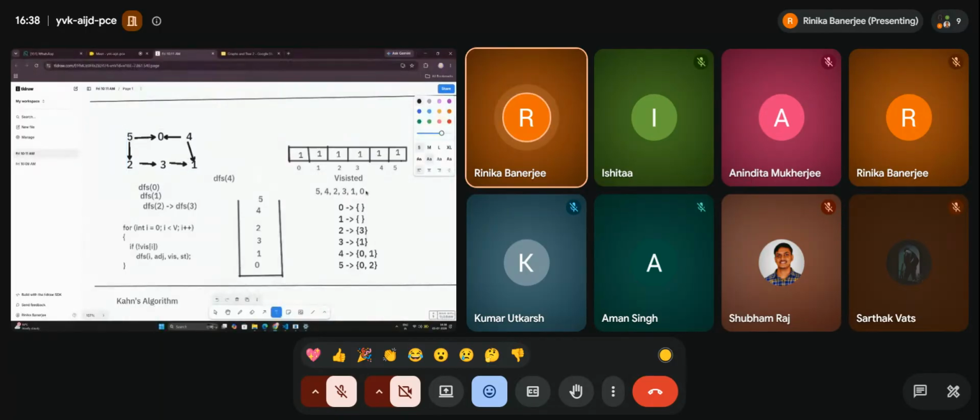See, 5 is coming before 0 only. We have a directed edge from 4 to 0. That means 4 must come before 0. 4 is also coming before 0. We have a directed edge from 5 to 2. That means 5 must come before 2. 5 is coming before 2.